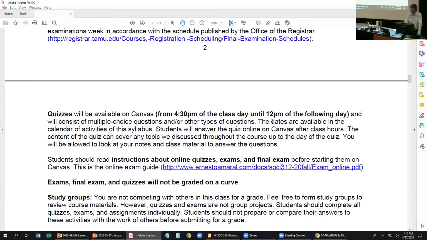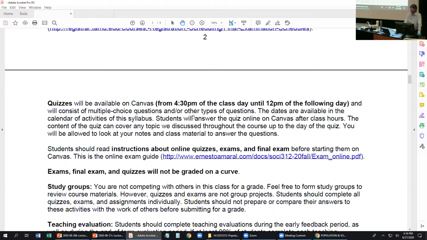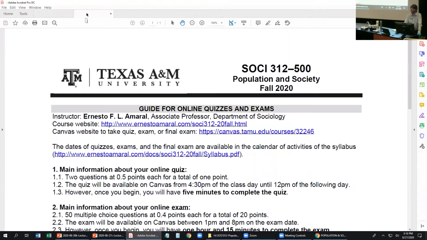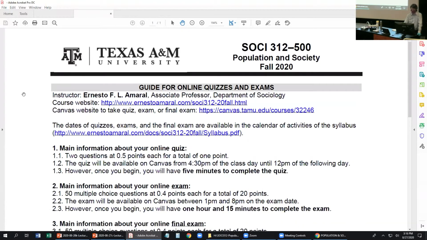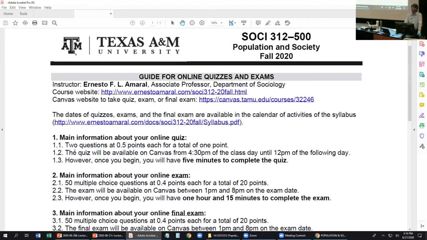This is on the top of page 3 of the syllabus. And this link here is the one with instructions about the quiz and exam. I suggest you read this document before you start the quiz. We're going to have 2 multiple choice questions for this first quiz, quiz 1. It's going to be available today from 4:30 p.m. until tomorrow at noon.